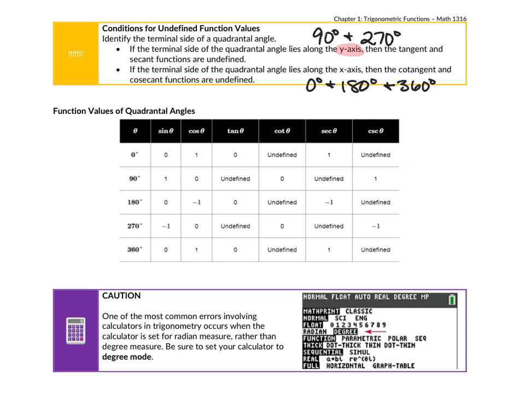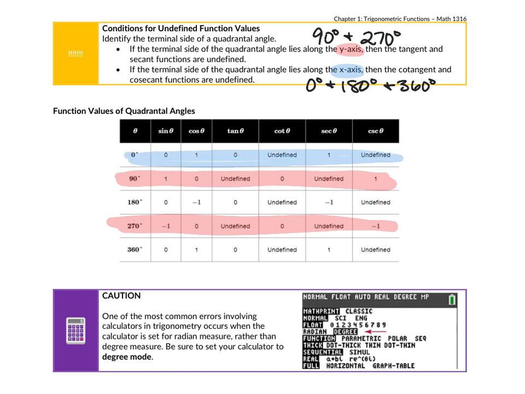So here you have an image that goes with this. When we're on my y-axis, that means we are talking about the 90 and the 270. Notice on both of those, the same two functions are the ones that are undefined. That's tangent and secant. When we're on my x-axis, which is 0, 180, and 360, probably could have done a better job highlighting, then the same two trig functions are also undefined, cotangent and cosecant.